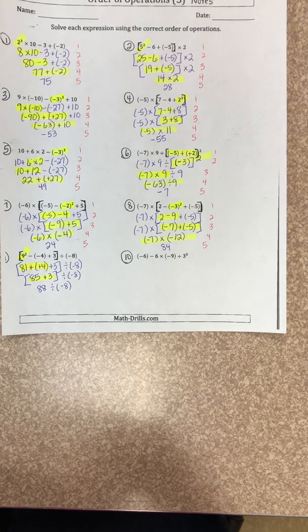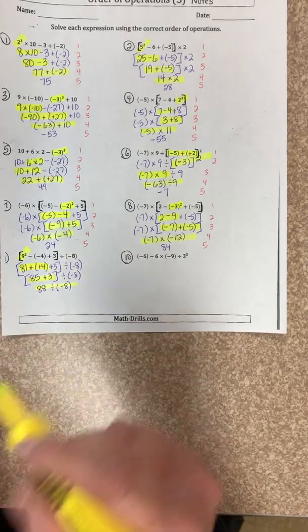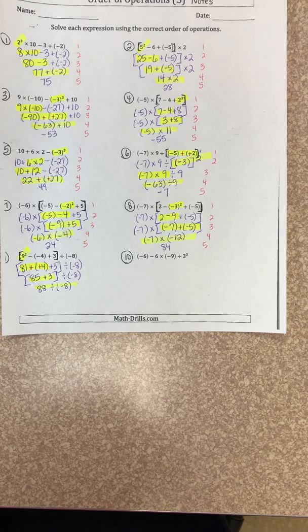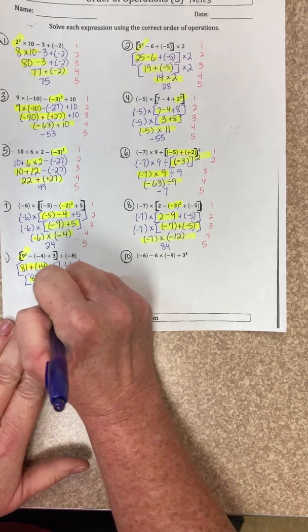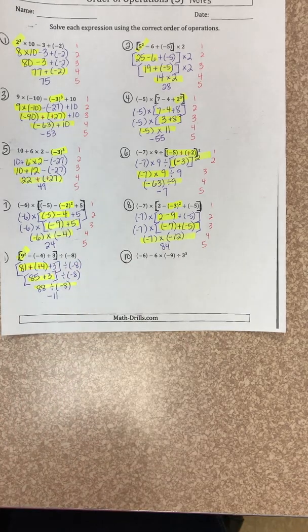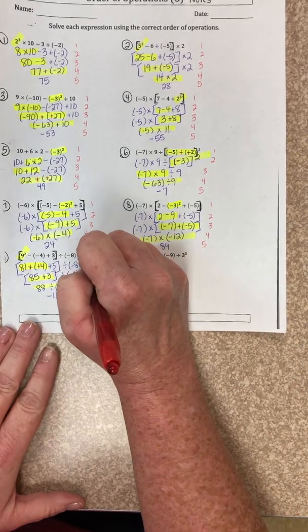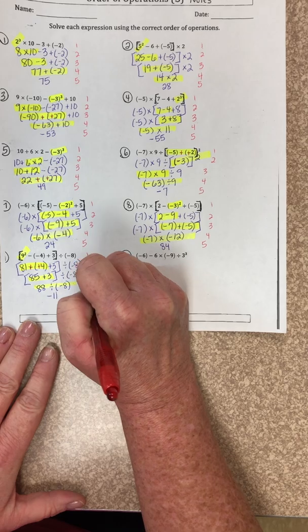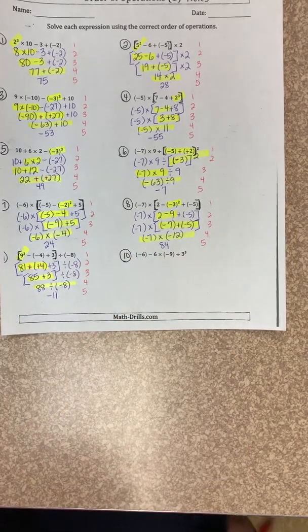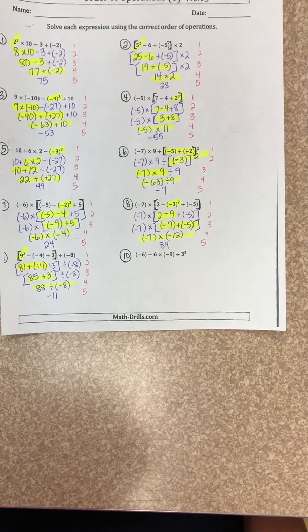So that's what we have left to do. I'm going to highlight that. 88 divided by a negative 8 is negative 11. I do not need to put parentheses around that negative 11 because that is my final answer. And I've also numbered my lines of work.